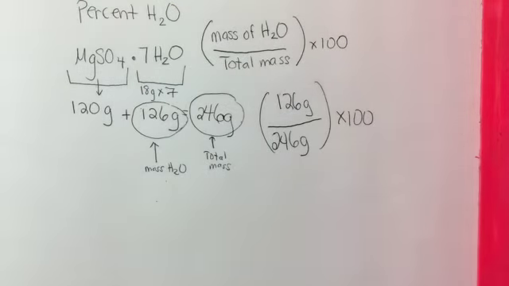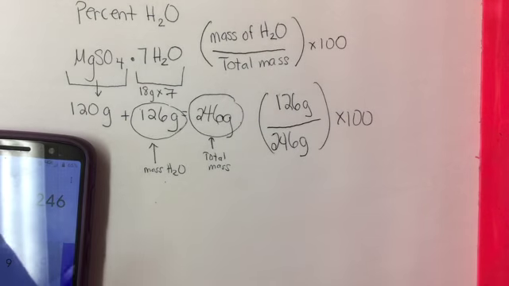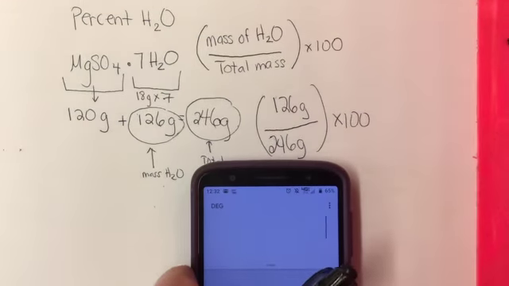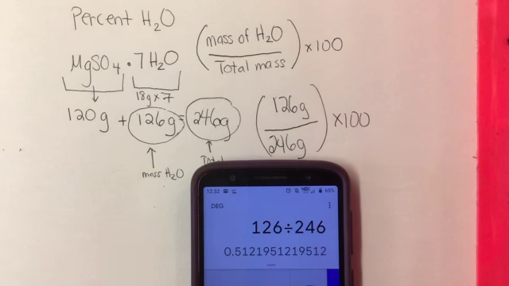Now, I will plug this in the calculator so that you can watch me. I'm going to do 126 divided by 246, equals, and then times 100. Some calculators make you hit equals, some don't. I would always hit equals before I multiply by 100, because if you're using a regular scientific calculator, it will give you the wrong answer. It will only multiply the second number. So just keep that in mind.